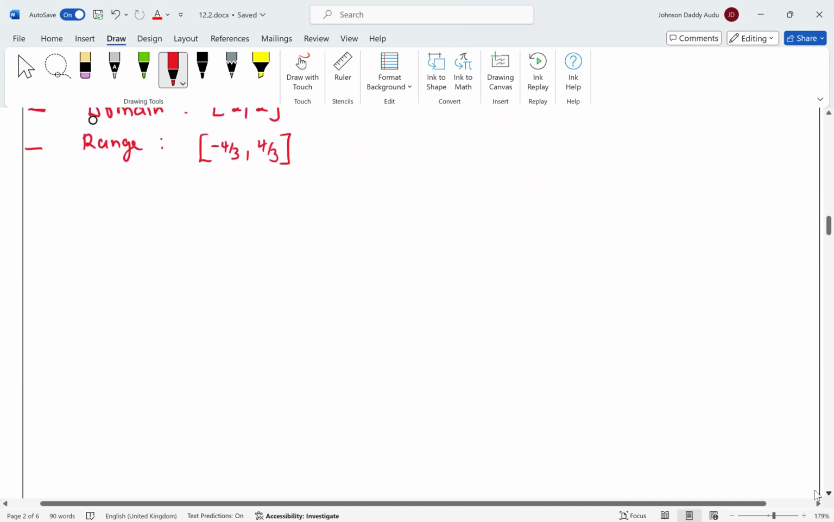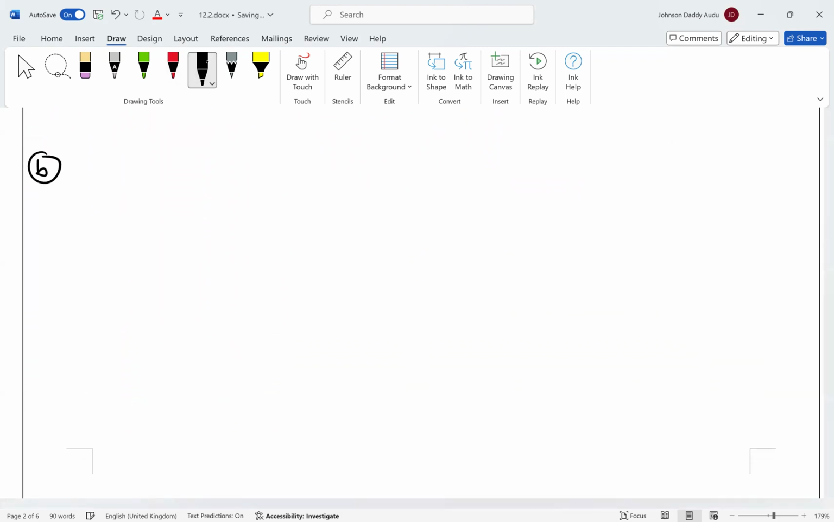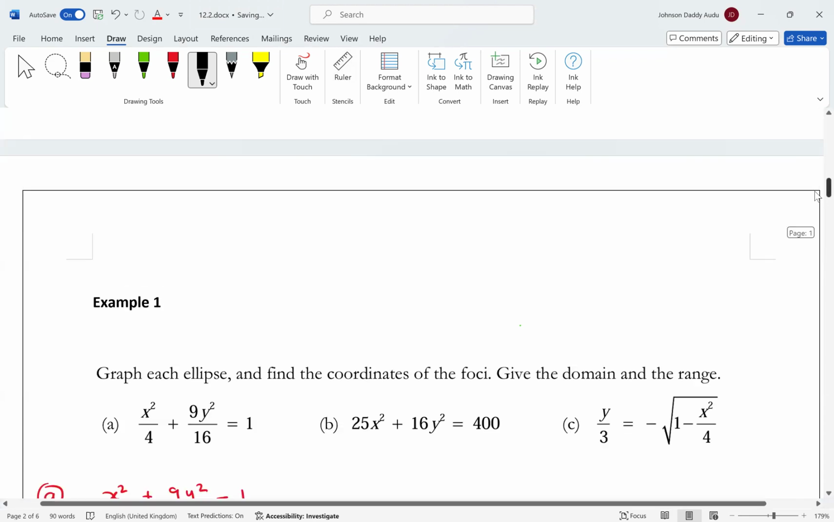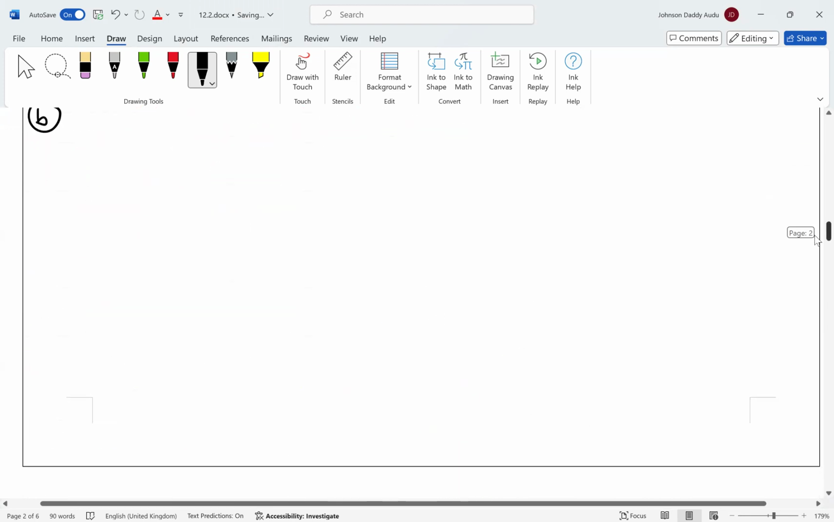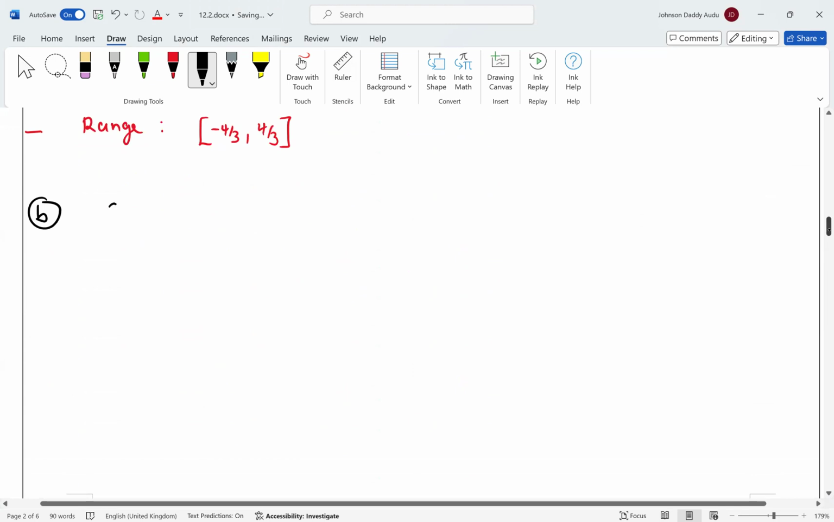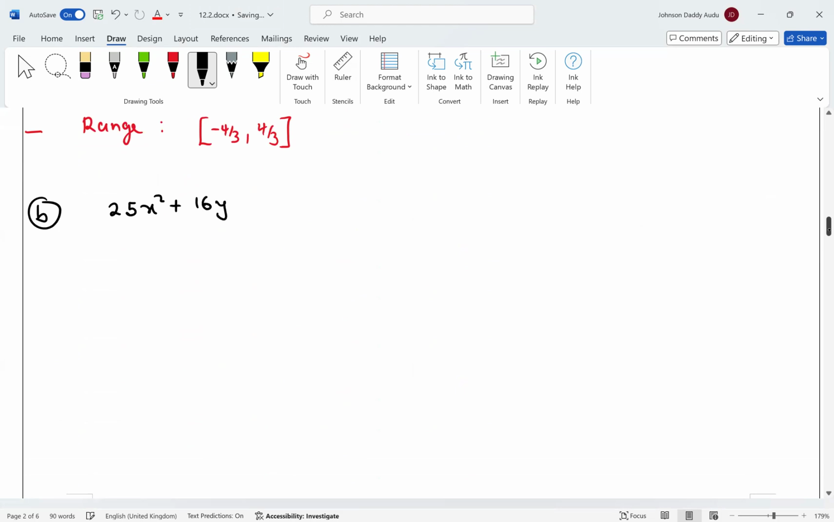So let's see the B question. Now for B, what is the function? It is 25x squared plus 16y squared equals 400. Now you have to take this to standard form. Now what will it be? We can divide both sides by 400.